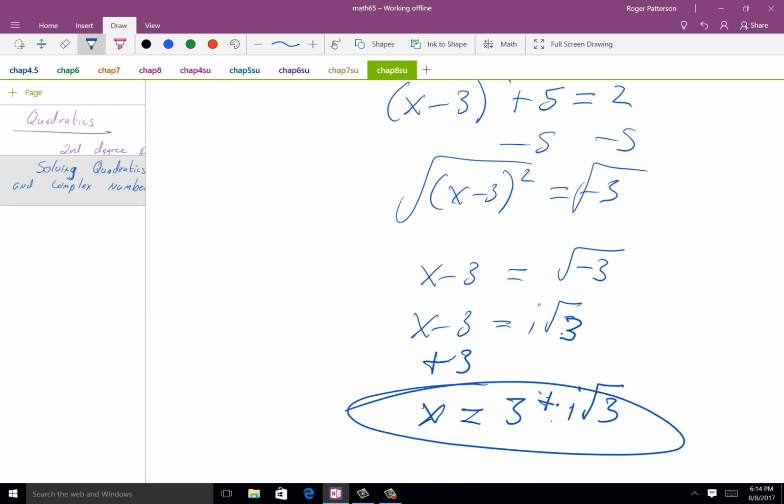Anytime we have a negative underneath the square root, that's going to become your imaginary, your i. I really think that's all you're going to have to do is solve them. They're either going to be square rooting or you're just going to use the quadratic formula. They're not going to ask you to do anything else with those imaginaries.